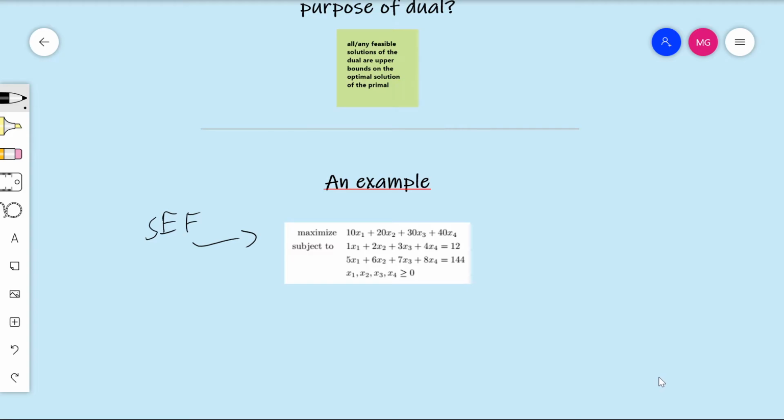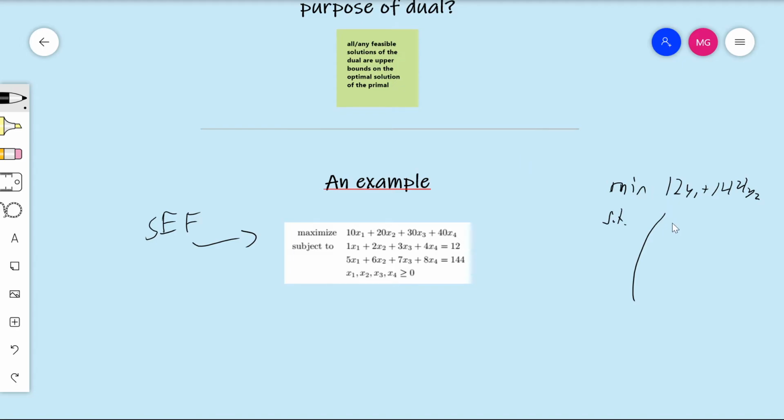I'll do that quickly, but you don't have to understand where this is coming from. I mean, you do. It's just you don't need to be as quick with it as I am, mainly because I'm used to this already. But what we're trying to do is minimize 12y1 plus 144y2. That's because 12 and 144 were originally right-hand side components of the primal. Now they become objective function coefficients, and such that the constraints are, let me just write this as matrix constraints.